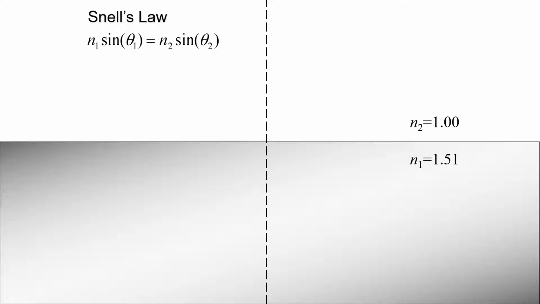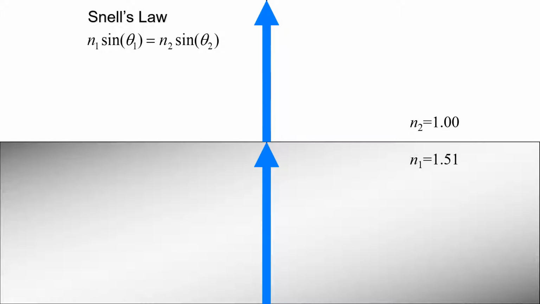Now let's imagine that we pass a laser beam through the interface, first at an angle that is normal or perpendicular to the interface. In this case, we see the laser beam passes straight through with no angular deviation.